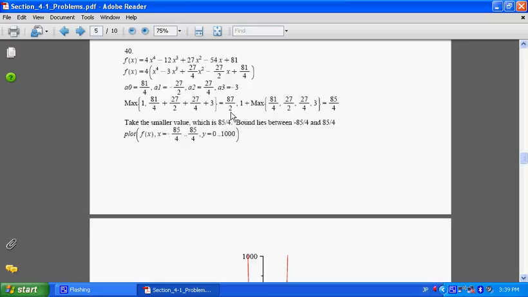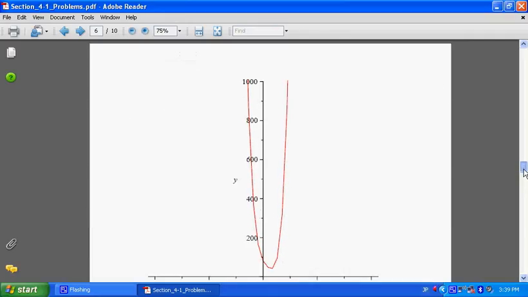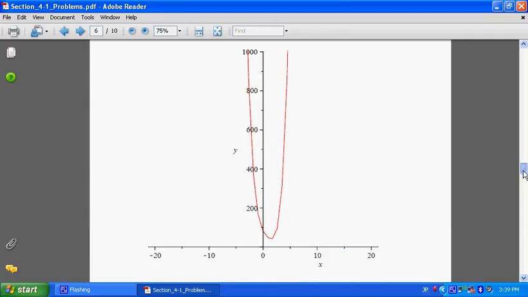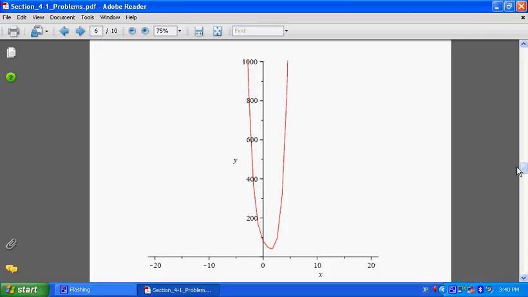So we have to take the smaller value between 87 over 2 and 85 over 4. As it turns out, 85 over 4 is smaller than 87 over 2. So we take that one, 85 over 4. So our bound should lie between minus 85 over 4 and positive 85 over 4. So I plotted it using those as my boundaries, and it turned out to look something like this.